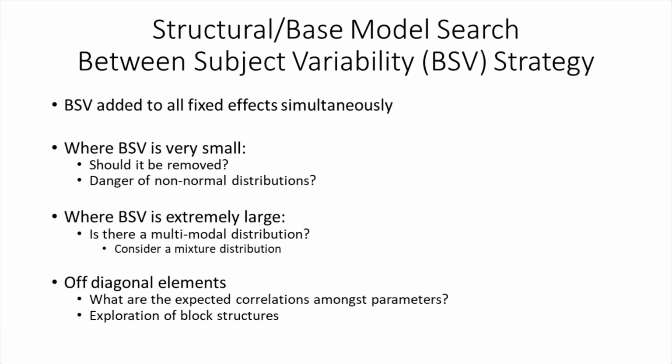In terms of the structural and base model strategy, if we add the between subject variability to all fixed effects simultaneously, we may be able to observe where the BSV estimate is very, very small. We can decide maybe we should remove it. Maybe a 0.5% between individuals is not really going to have any impact.